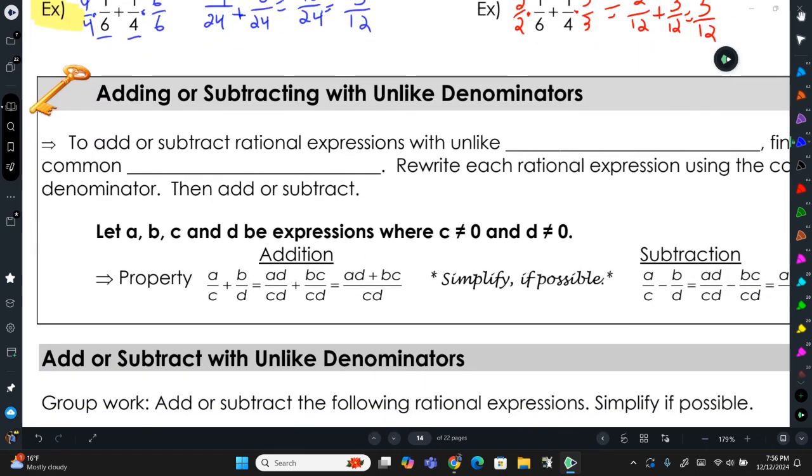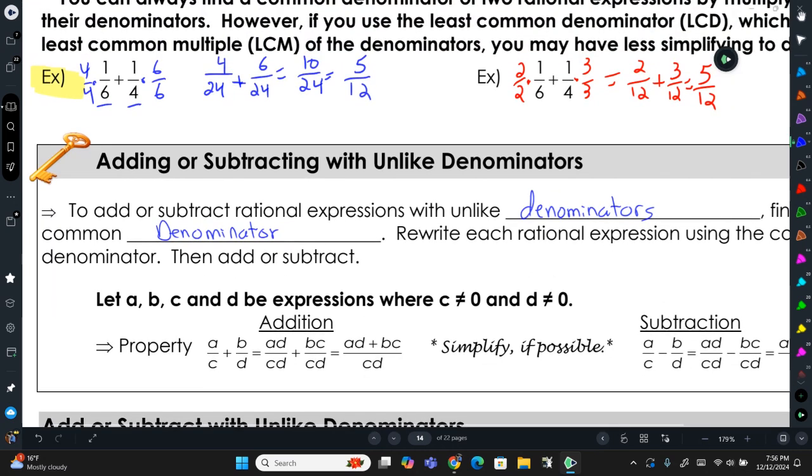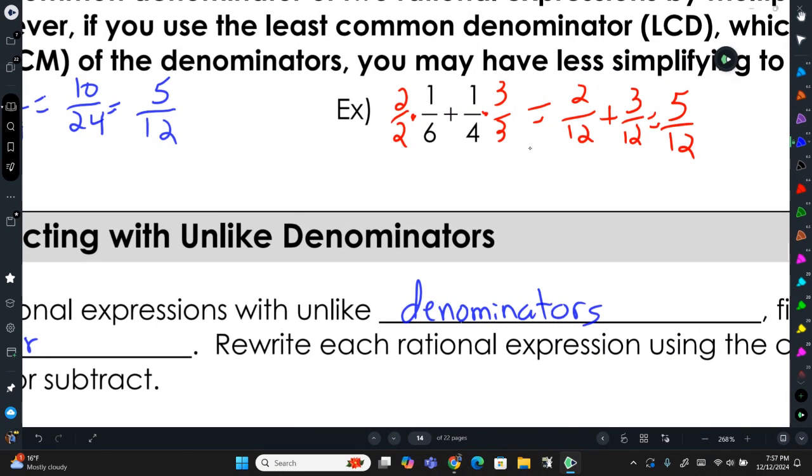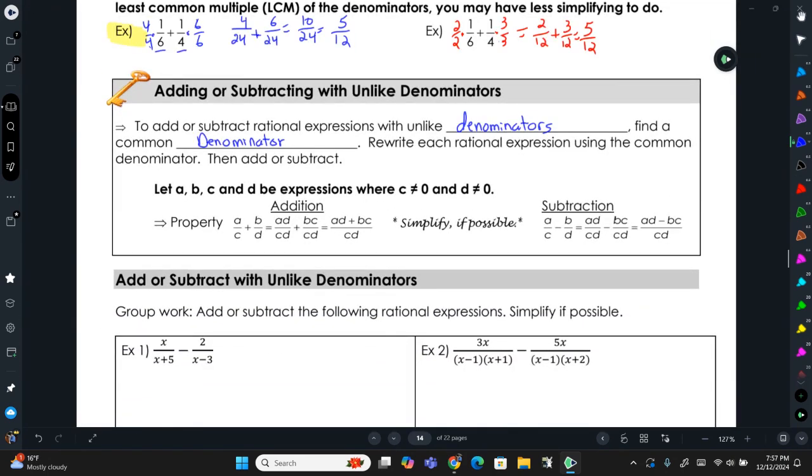So now down here, to add or subtract rational expressions with unlike denominators, first we have to find a common denominator and rewrite each rational expression using that common denominator. Now remember, up here I had to multiply the top and bottom by 4 and the top and bottom by 6. Even over here I had to multiply the top and bottom by 2 and the top and bottom by 4. So when we go down here and add or subtract these rational expressions, we have to remember we're going to be multiplying the top and bottom.